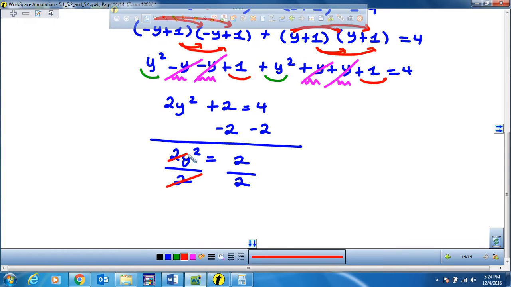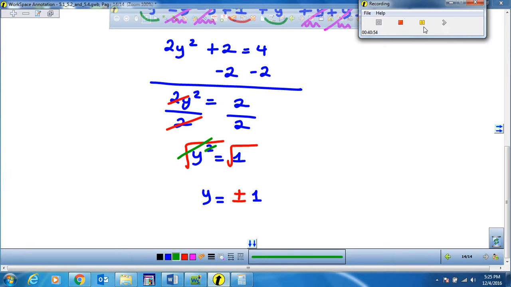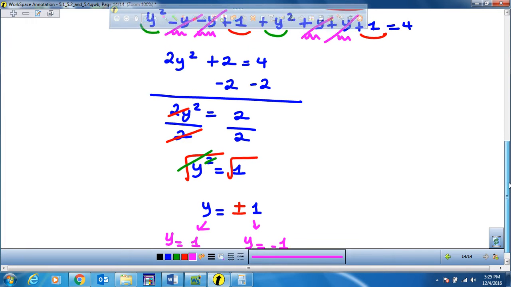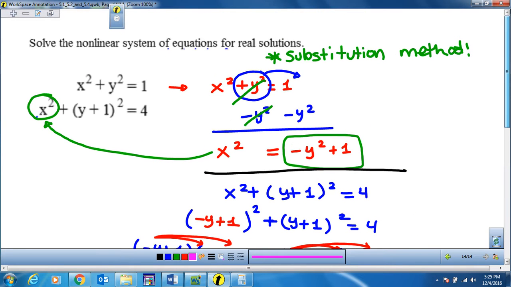So y squared is equal to 1. But then we're going to do the square root on both sides. So y is equal to plus or minus 1. So you see how we ended up with two y values again. y equals 1, y equals negative 1. So that means I'm going to have to substitute those two y values back into one of the original equations to find the corresponding x's.